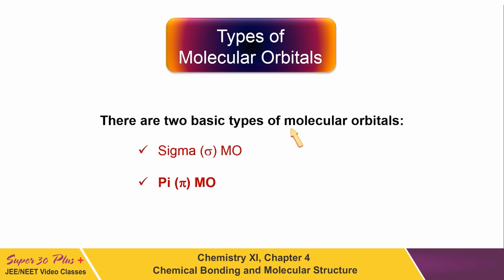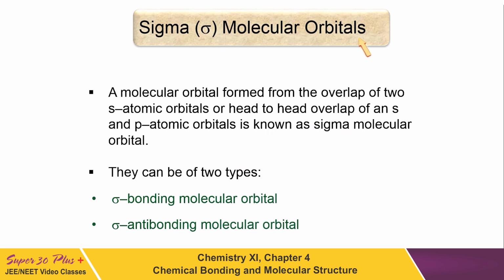Then, types of molecular orbitals. There are two basic types of molecular orbitals: one is sigma, another is pi. What is a sigma MO? It is the molecular orbital formed from the overlap of two s orbitals or the head-to-head overlap of s and p, which gives rise to the sigma molecular orbital. Again, it can be of two types: sigma bonding and sigma anti-bonding, so sigma BMO and sigma ABMO.